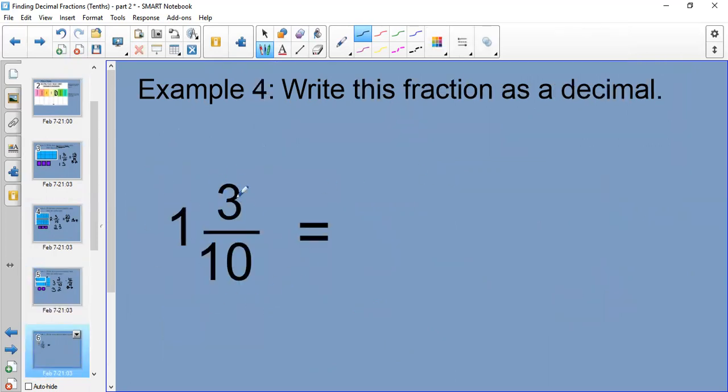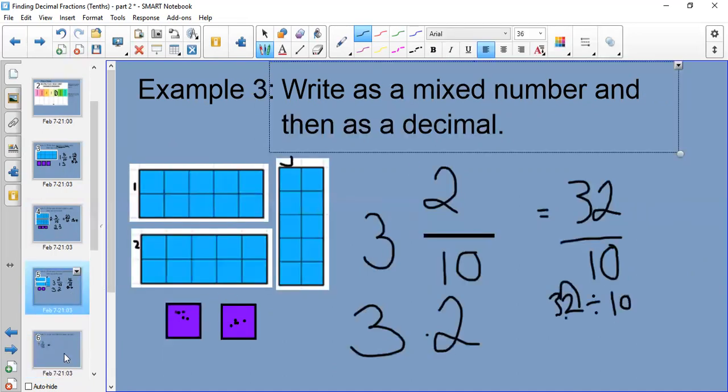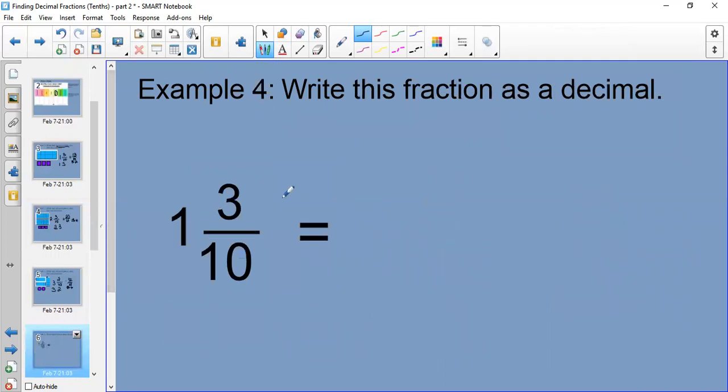Another question that will come up in your activity sheets is one like this. Write this mixed fraction as a decimal. So it's very similar to what we've just done, apart from we've not got a shape to look at, okay? This is the same as saying 1.3. We've got 1 in our ones column and 3 in our tenths column. 1 and 3 tenths, okay? Because it's like 13 divided by 10. And we know that if we move our decimal point back one space, it becomes 1.3, okay?